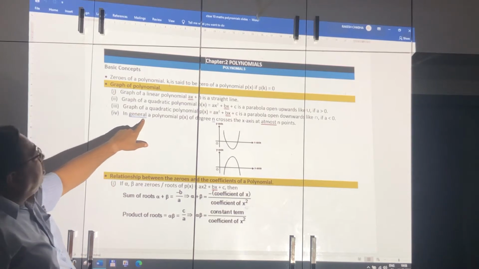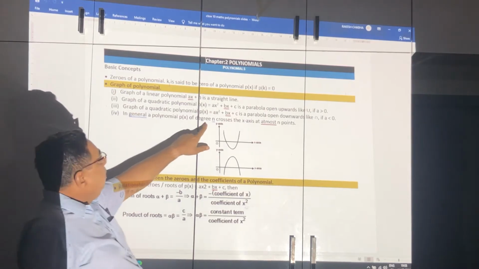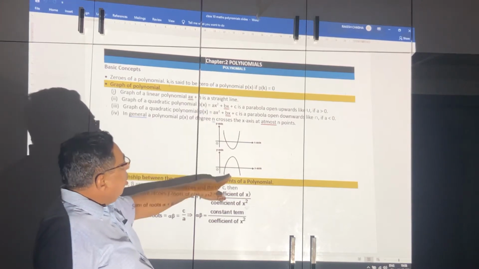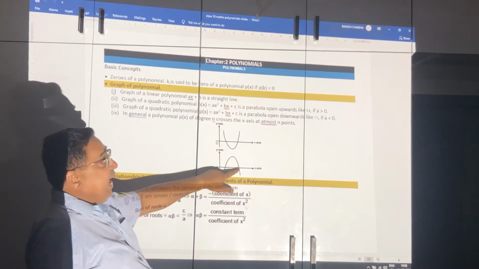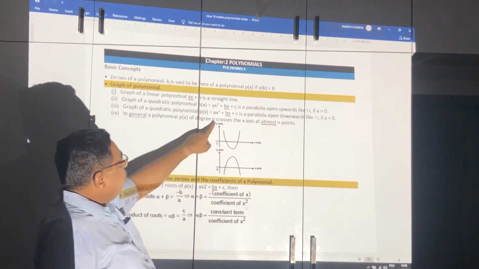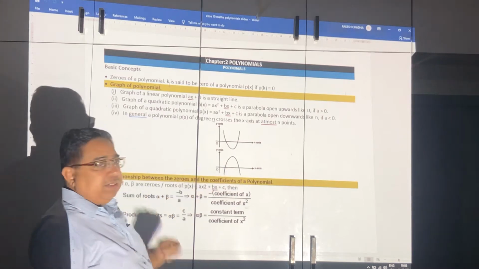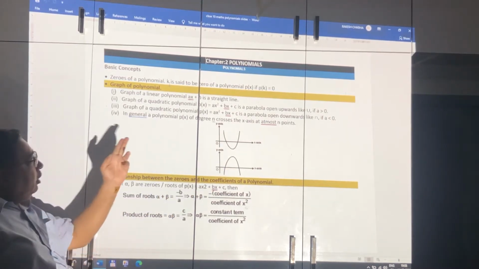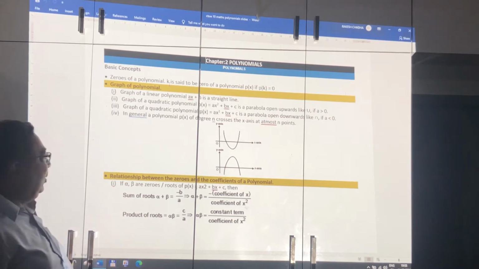In general, a polynomial of any degree, 1, 2, 3, crosses the x-axis. If it is degree 2, it cuts the x-axis at 2 points; if degree 3, at 3 points. So you will have 3 solutions. In quadratic, you will have 2 solutions.